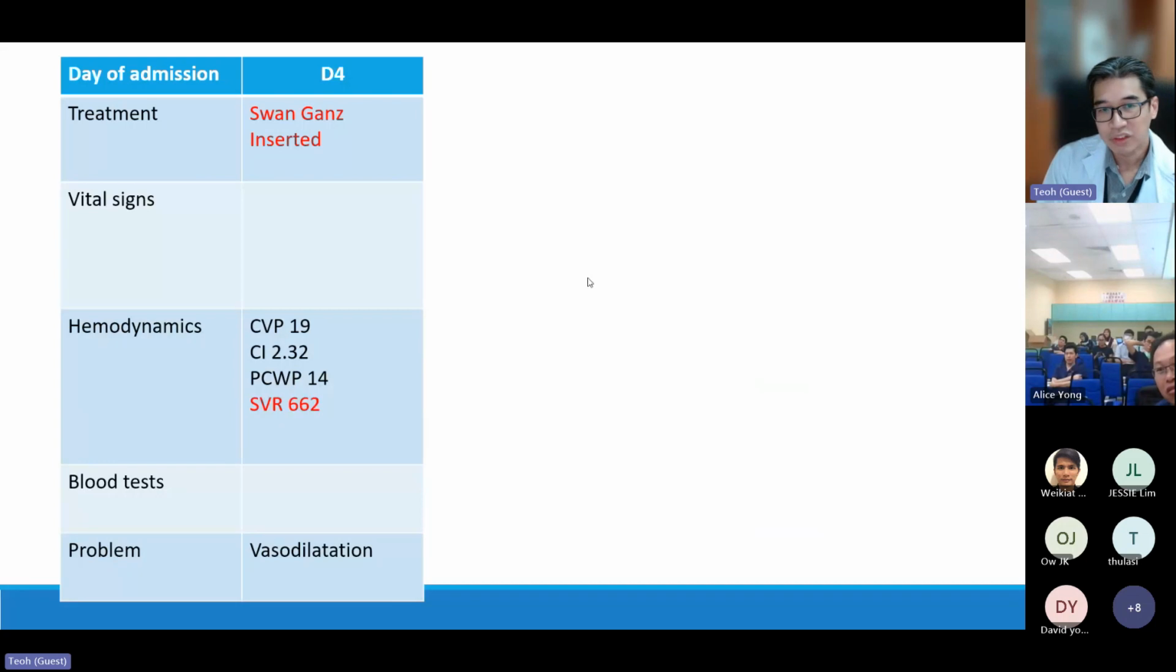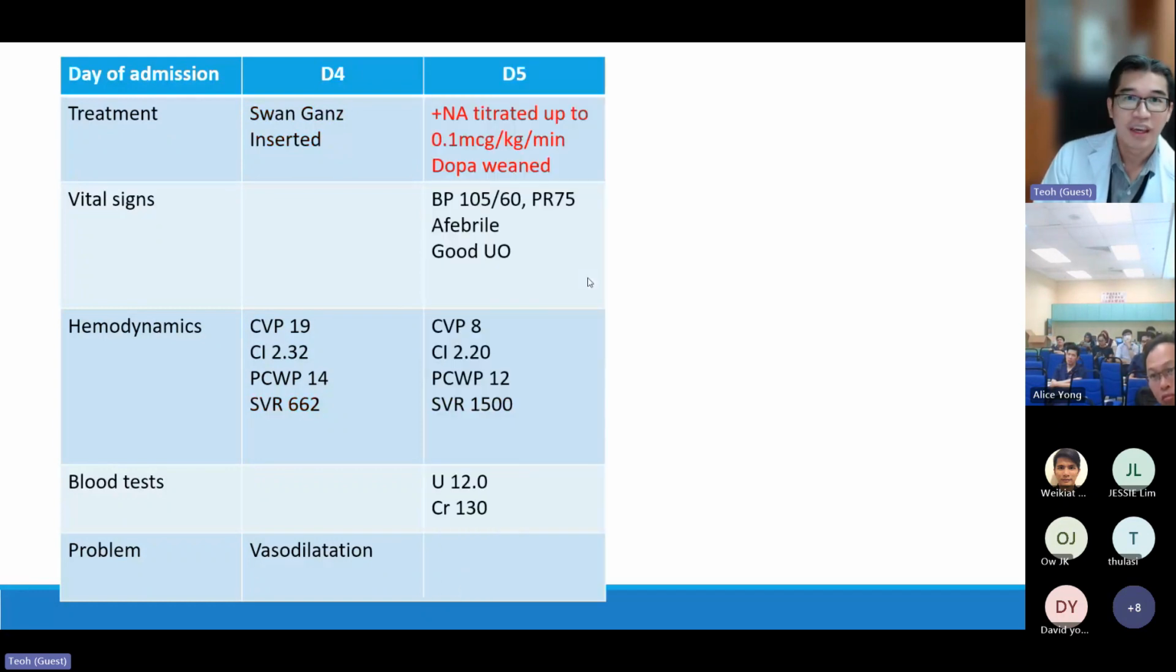Of course, you ask what is the cause of the vasodilatation here. I say maybe it's sepsis, maybe the peri-lumbar pathology is causing such a great vasodilatation. But actually, I don't know what happened. Anyway, we covered the patient with antibiotics as well, and we started the noradrenaline. Titrate up the dose to 0.1 mcg per kg per minute. And during the titration, we weaned off the dopamine.